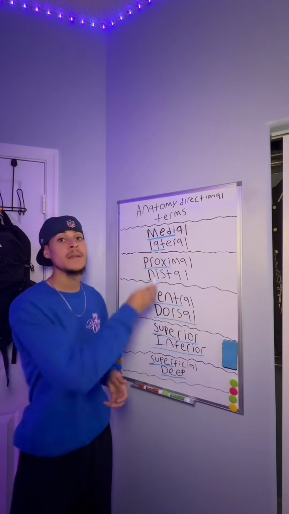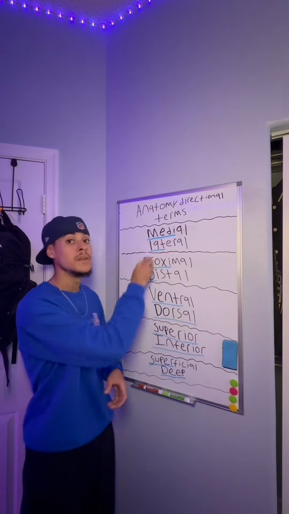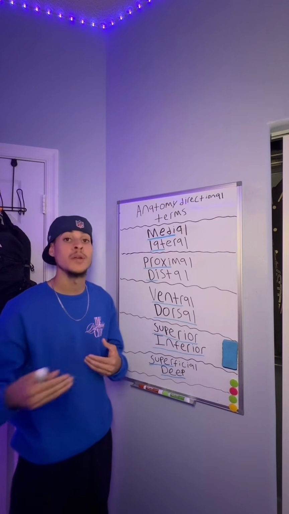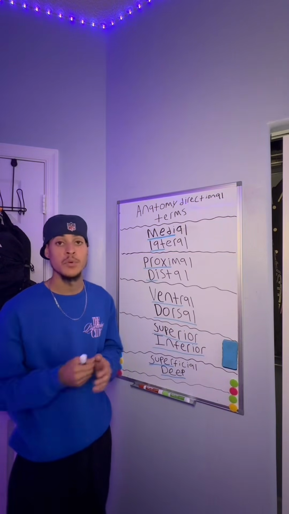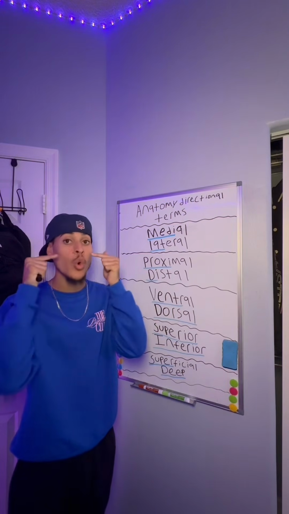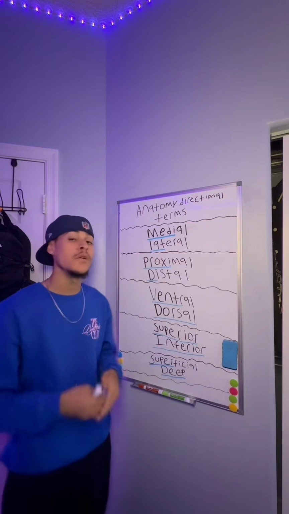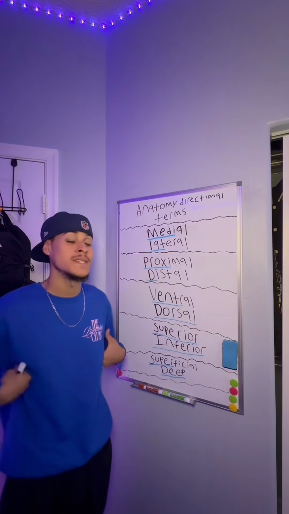Tricks to remember anatomy directional terms. With medial, the root word is medi, and medi means middle in medical terminology. So for example, my nose is going to be medial to my ears because it's towards the middle. Now with lateral, I want you to think of your lats, the muscles on the side.